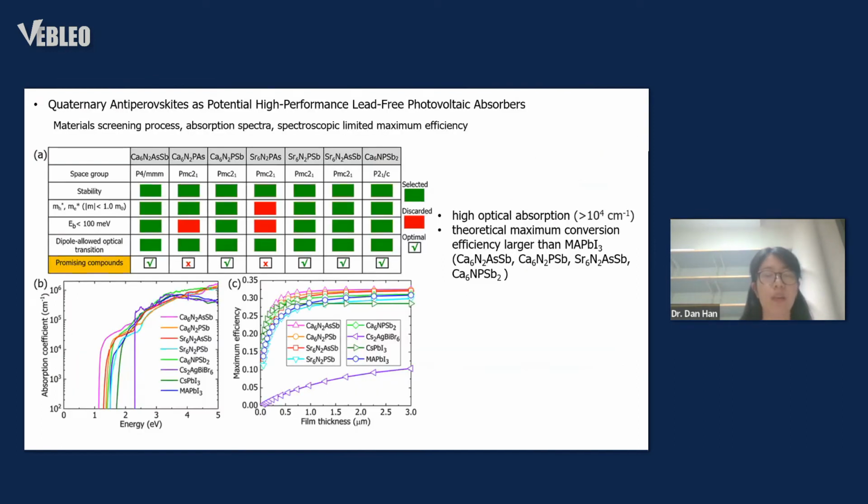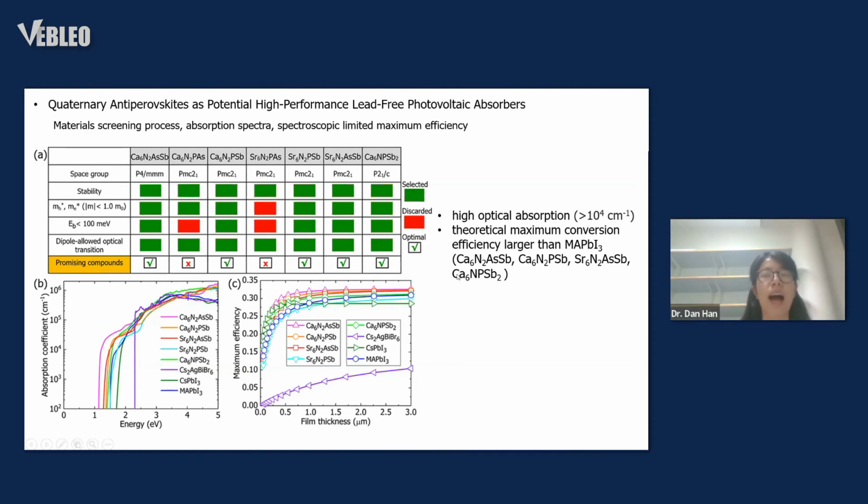After identifying the ground state structures of these compounds, we start the material screening process with respect to the target photovoltaic properties, like small effective masses and exciton binding energies that should be less than 100 meV, which would facilitate the separation of holes and electrons. Also, a dipole-allowed optical transition is very important for photovoltaic materials. Based on these criteria, we identify 5 promising compounds.